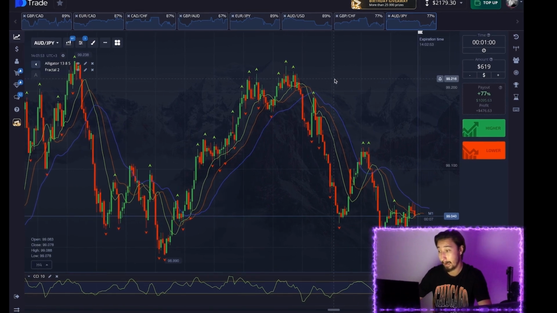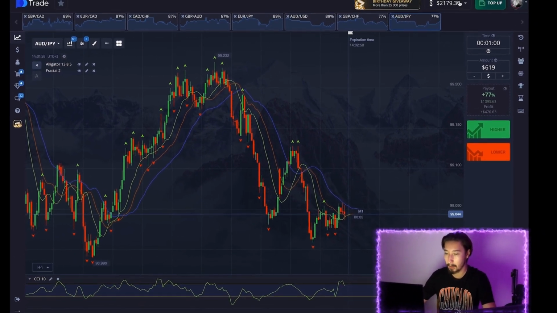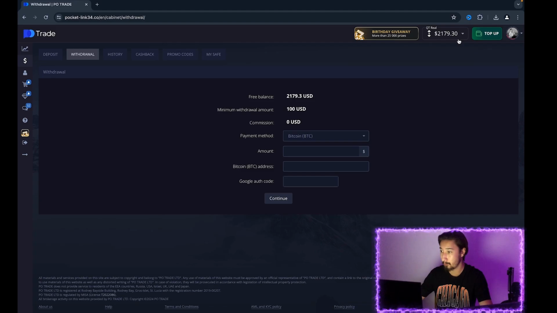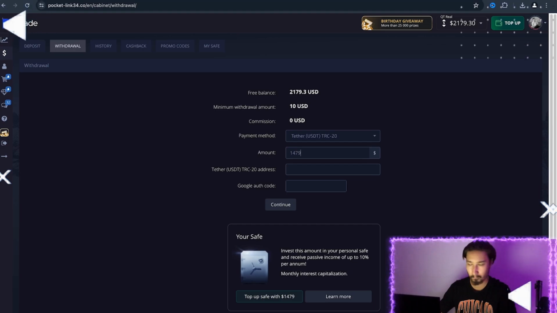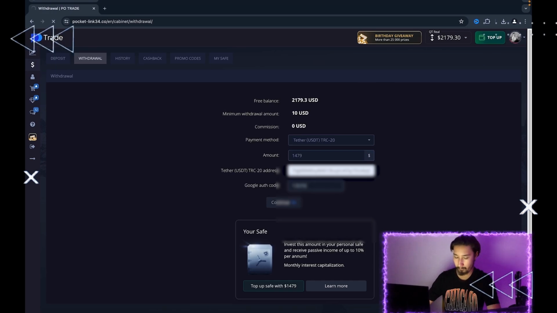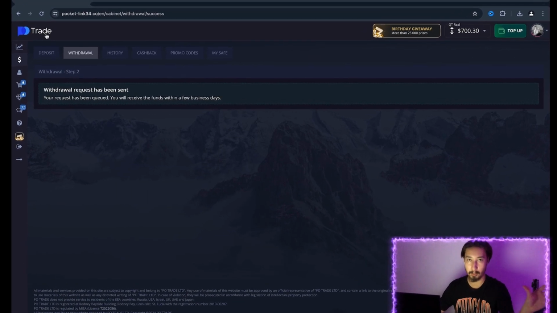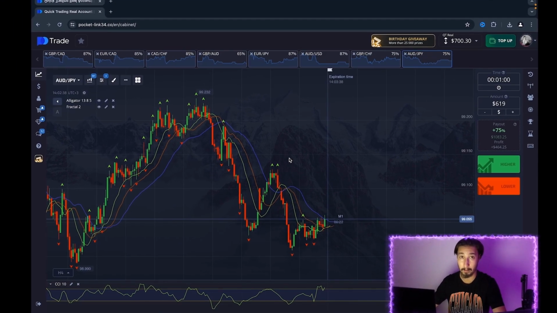Let's move to the second one. Nice result. Let's fix it. Let's move to the withdrawal and then move to the second strategy. Okay, operation successfully done. Let's move to the second strategy right away.